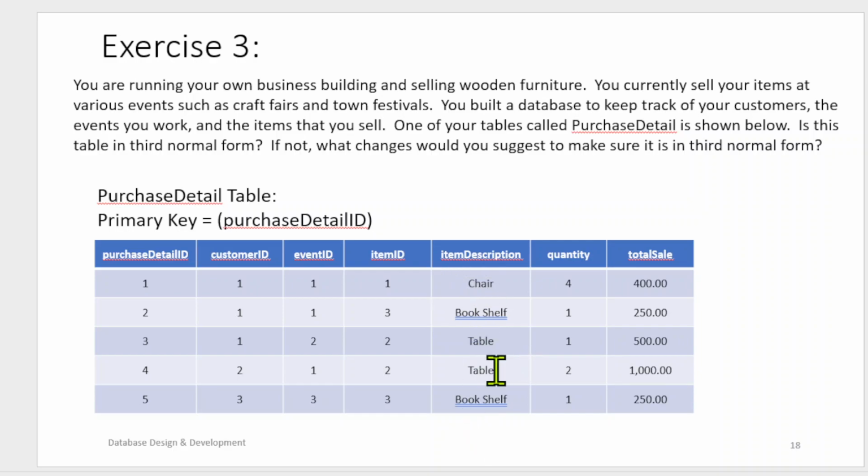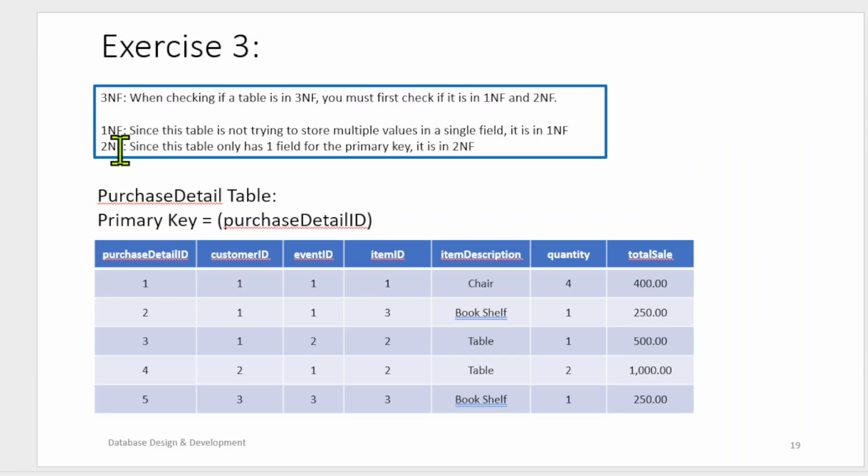chair, table, and item IDs. I do not need the rest of this information. The primary key does nothing for me on this item description. That's one of the first things that jumps out at me. So we have to make sure we're in first and second normal form. Table is not trying to store multiple items. It is in first. Table has only one field for the primary key. It's in second.